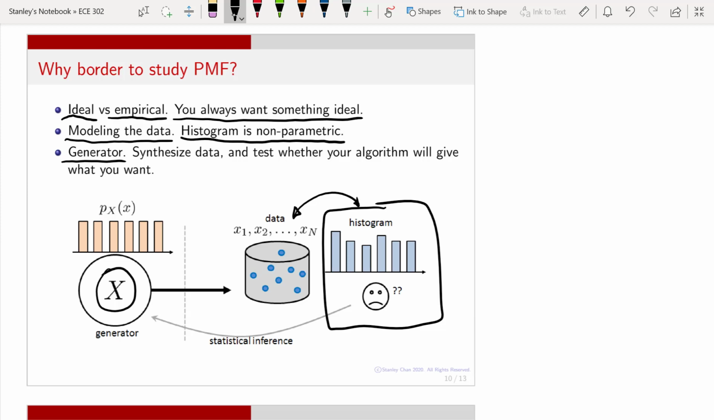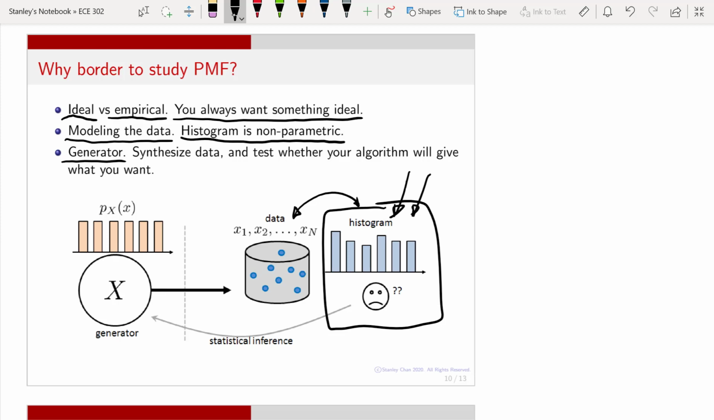Now, certainly there are ways to do inference based on a histogram, and there are many powerful non-parametric techniques. But on the other hand, if you want to verify whether your learning algorithm has done the correct job or not, with only the empirical data sets, you will not be able to verify. So what you can do in this case is use the generator to generate some data. And since you know the ground truth parameter that comes out of your model, you can test whether your learning algorithm is able to faithfully give you the true model parameter.